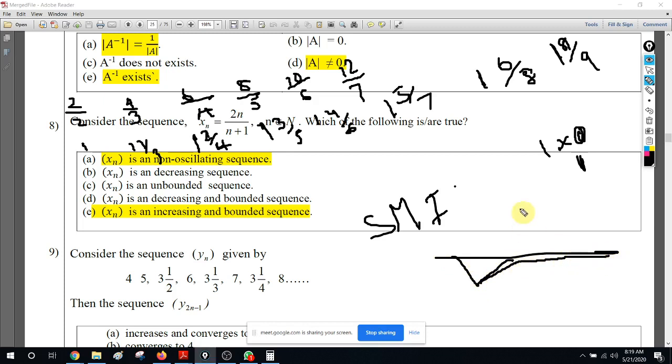So that means this is bounded above. This is bounded above. So it's a strictly monotonic increasing.